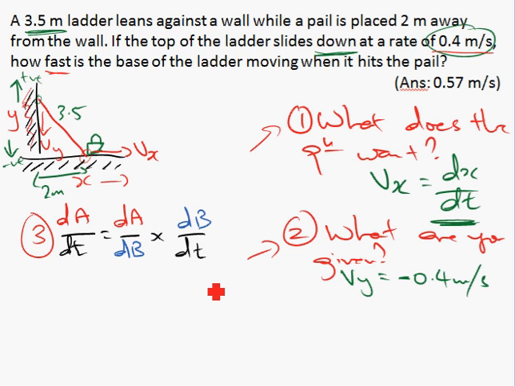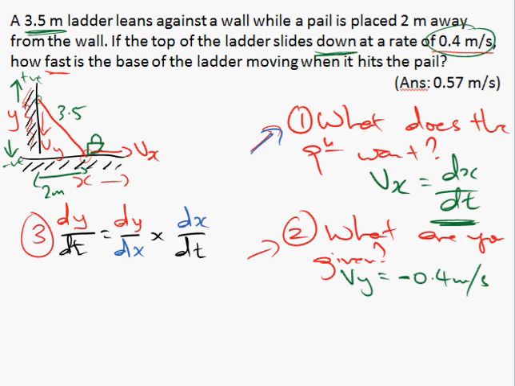How is this supposed to help us? Here's what you do. You replace the alphabets of A and B with things that are given in the question. So what do you have in the question? I have Y and I have X. So can you see that dy dt equals to dy dx times dx dt? Link it back to this one.